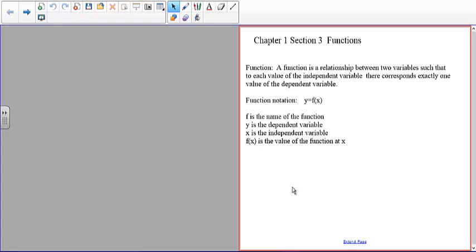Y is the y coordinate on the xy coordinate plane. They can kind of be used interchangeably, either f of x or y.